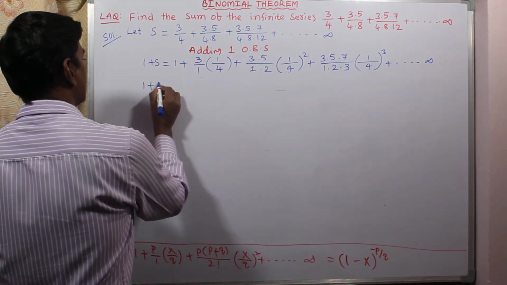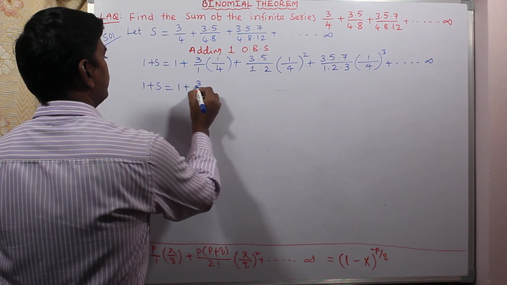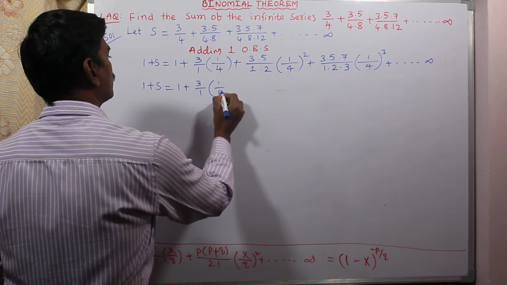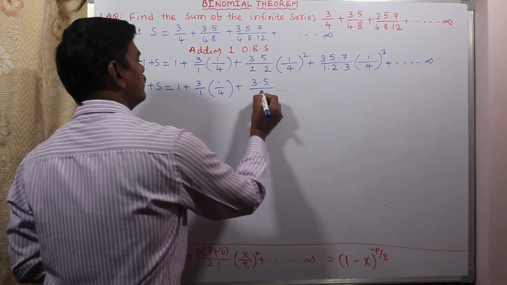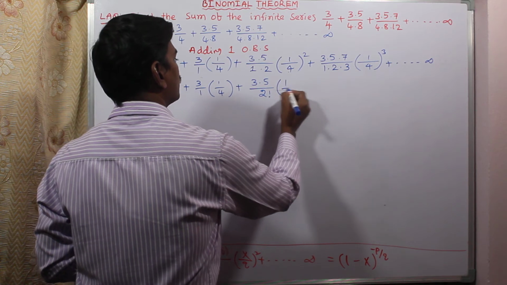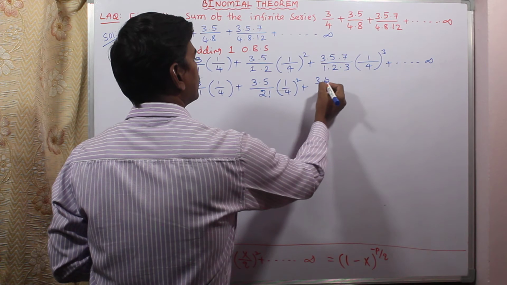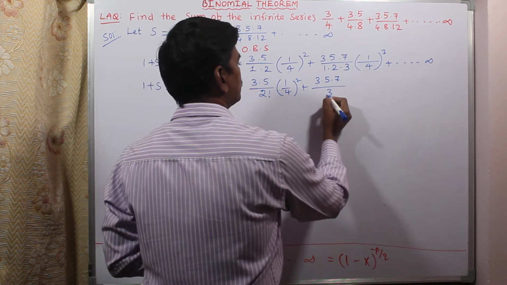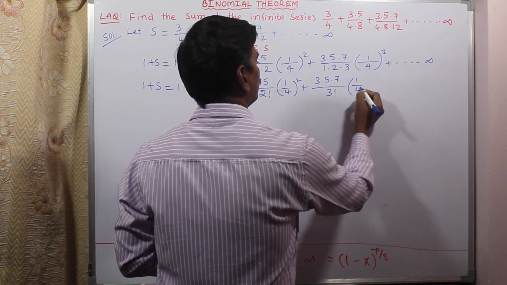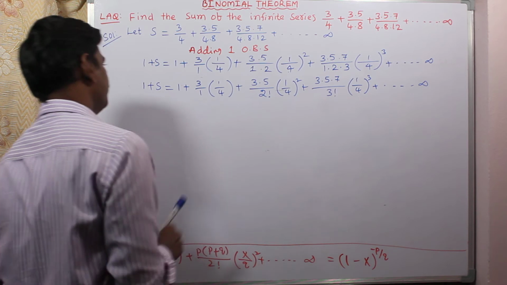Now 1 plus s is equal to 1 plus 3 by 1 into 1 by 4 plus 3 into 5 by 1 into 2, which can be written as 2 factorial, into 1 by 4 whole square, plus 3 into 5 into 7 divided by 1 into 2 into 3, which can be written as 3 factorial, into 1 by 4 whole cube, plus so on up to infinite.